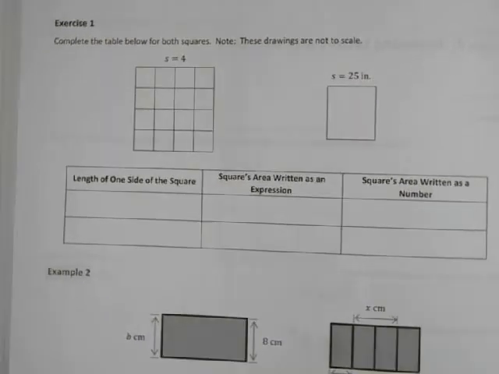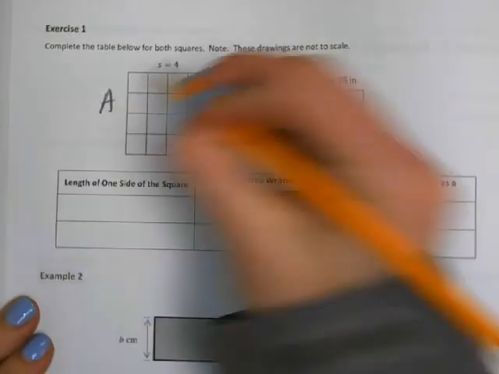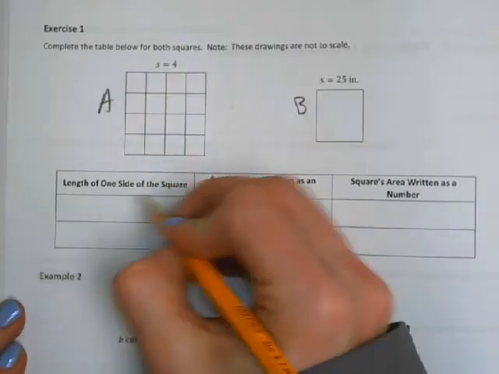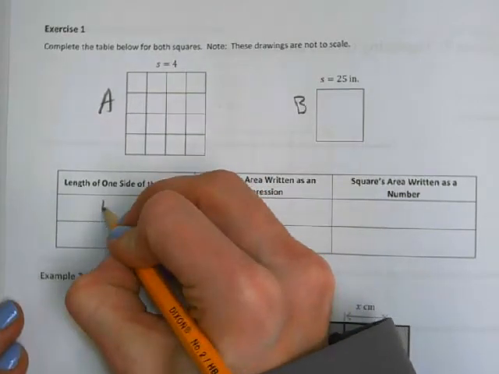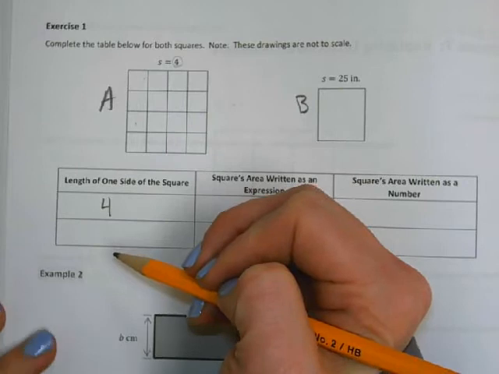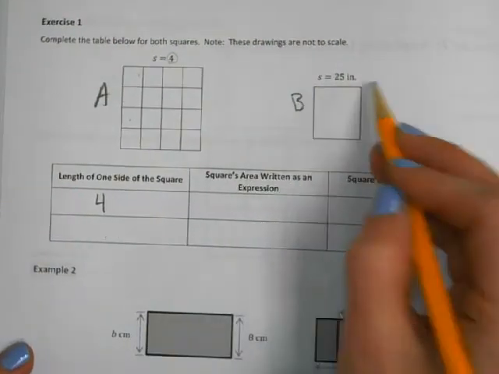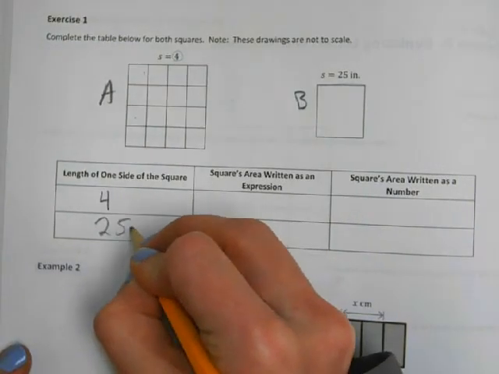Over here to exercise 1. It says complete the table below for both squares. Note, these drawings are not to scale. So length of one side of the square, so I'm going to label this A and this B. So the length of one side of this is 4. You can either count your boxes or it says 4, so I know that that's 4. And then for my B, or my second one, the side length is 25 inches.